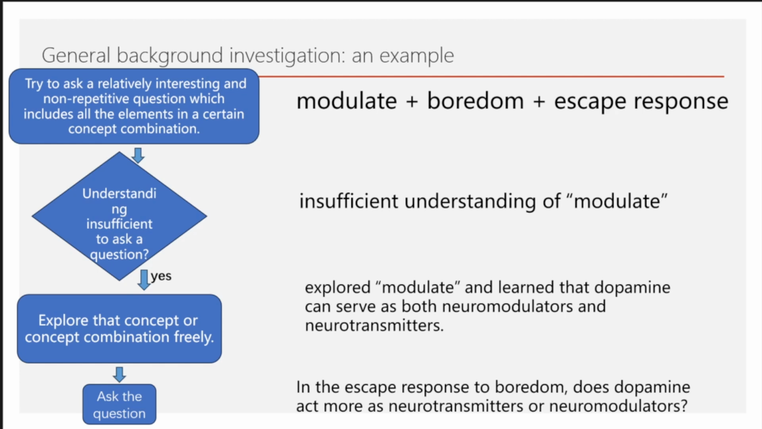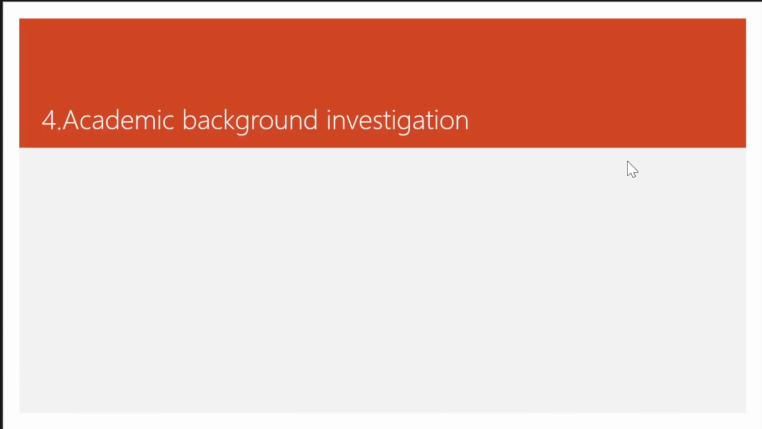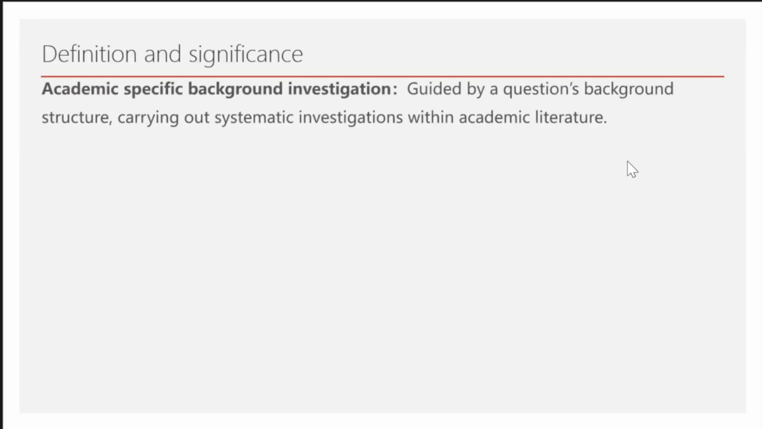That is, in the escape response to boredom, does dopamine act more as neurotransmitters or neuromodulators? And so far, we've covered the major procedures for general background investigation. The next is the most critical step, academic background investigation. The definition of this step is guided by a question's background structure, carrying out systematic investigations within academic literature.